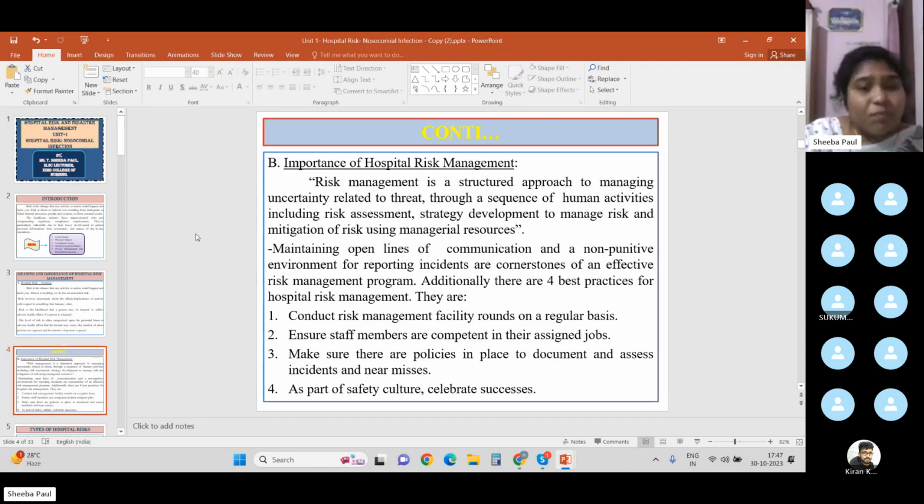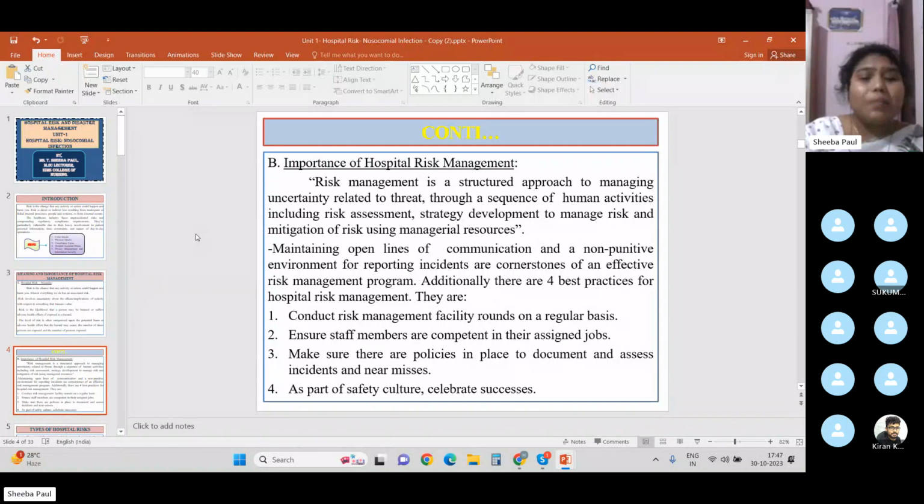And also ensure staff members are competent in their assigned jobs, and also train the staff, making them know how to prevent risks for patients, and to be keen and vigilant observers so that risk can be prevented beforehand. Make sure there are policies in place to document and assess incidents and near misses. It's not only giving a statement that so and so person had risk of fall or risk of infection, but also making sure you note everything, you document everything, because that is a proof.